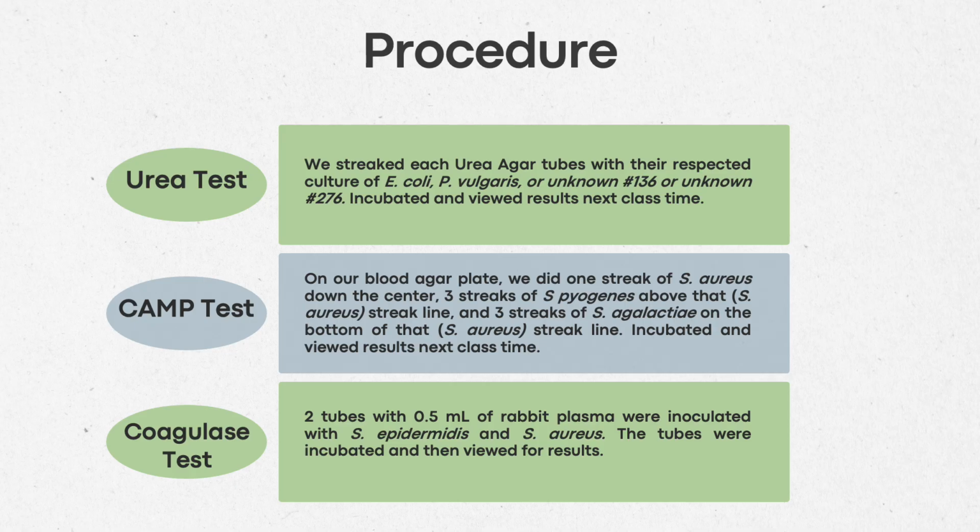Now for our procedure. For the urea test, we streaked each urea agar tube with their respective culture of E. coli, P. vulgaris, or our unknown number 136 and number 276. The tubes were then incubated and viewed for results during the next class time.